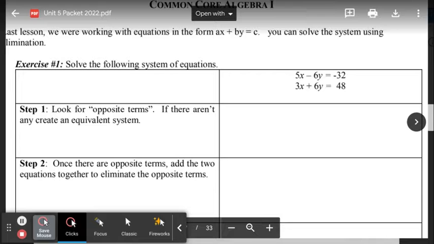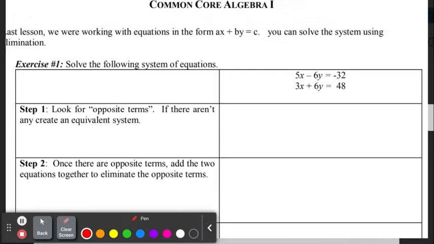Look for opposite terms. So opposite is like a -3 and a +3, because when you combine them, they go away. So let's look at our system. We have 5x minus 6y equals -32, and 3x plus 6y equals 48. So to solve this, what we're going to do is cancel something out. Now, step one, we already have opposite terms. We have a -6y and a +6y. So watch what happens now when I combine them.